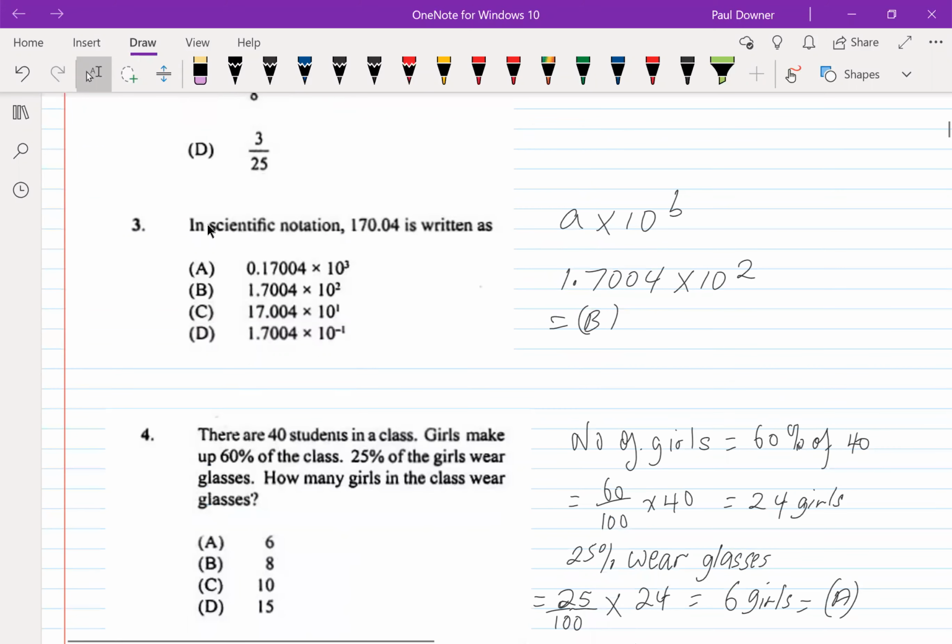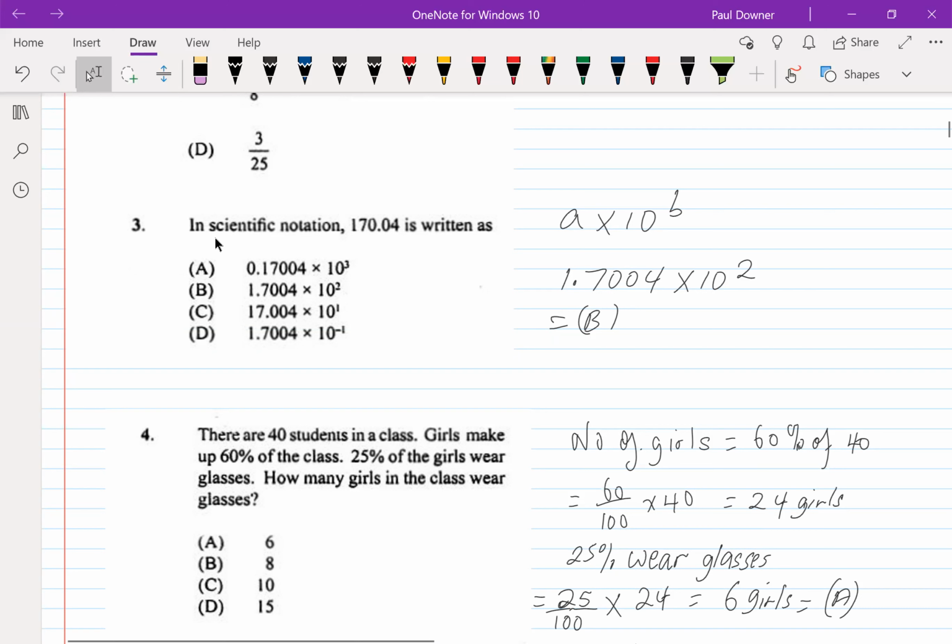In number 3, they say in scientific notation, 170.04 is written as. Now, scientific notation is the same thing as standard form. So this question could have also been asked as, in standard form, what is 170.04? All right, and how do we go about doing that?